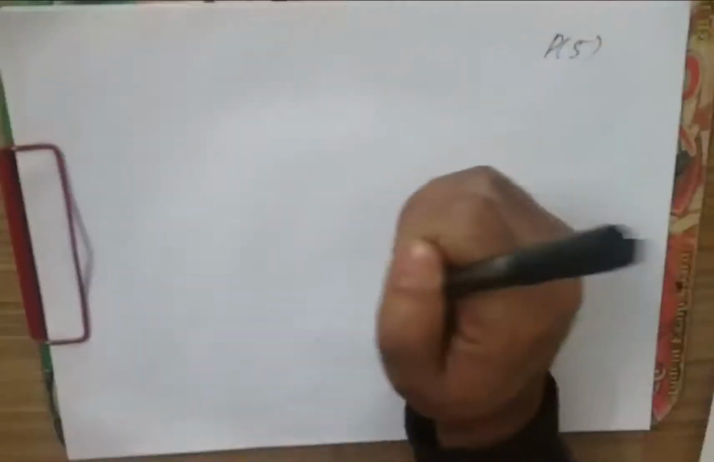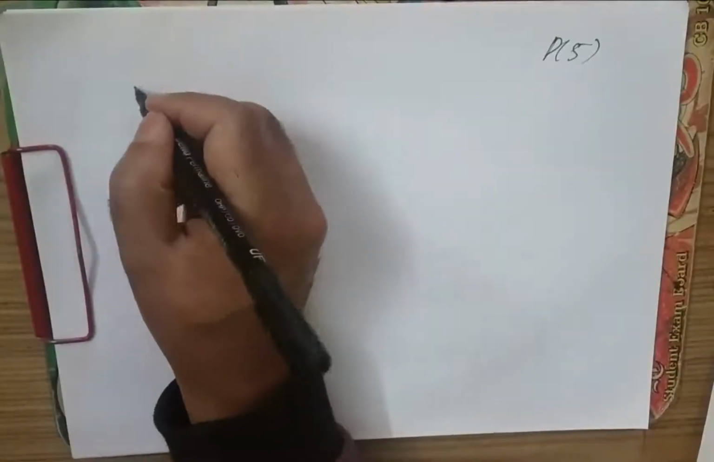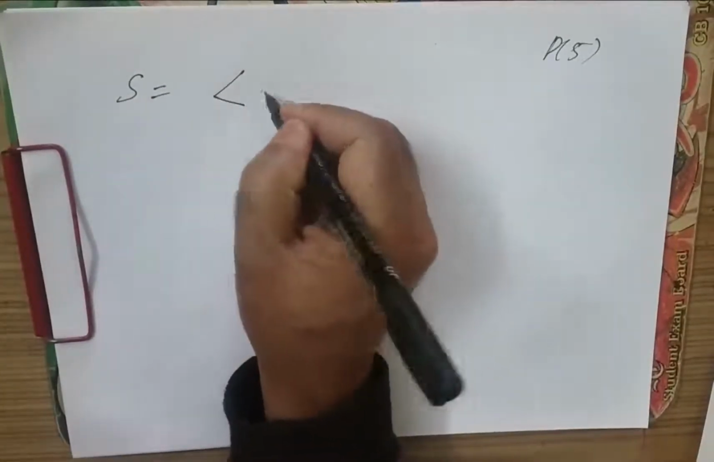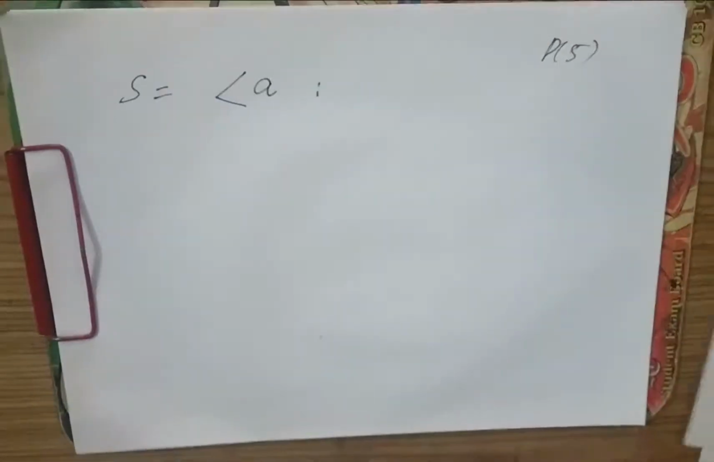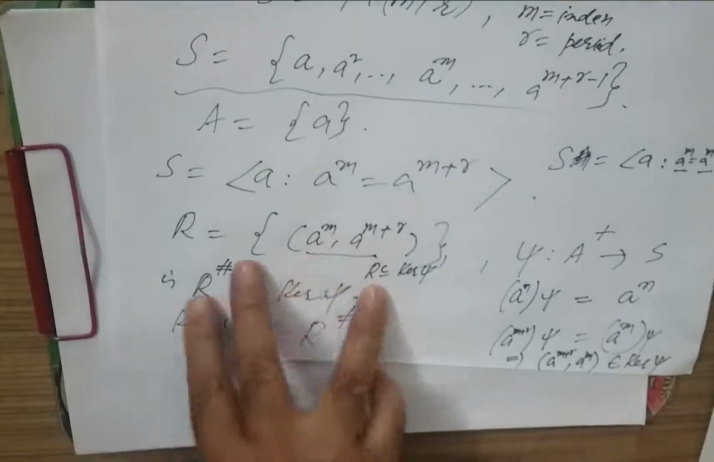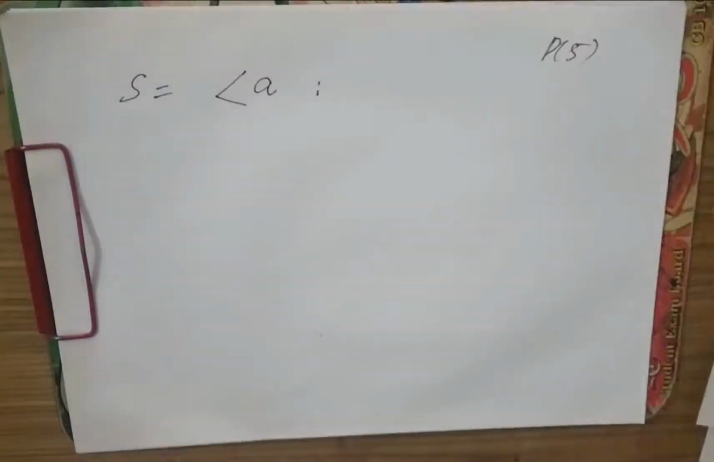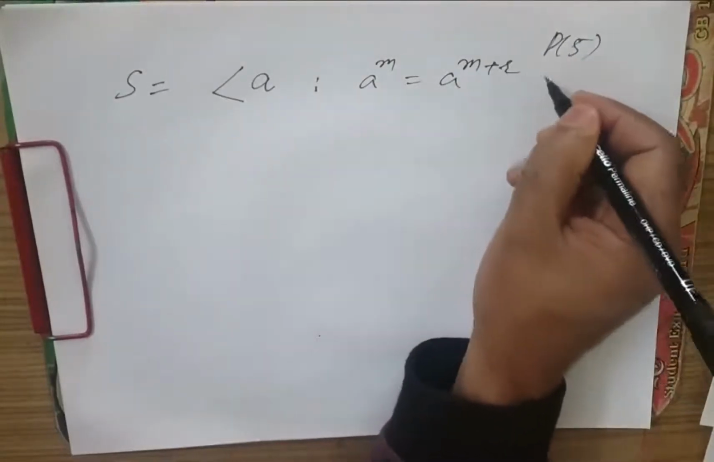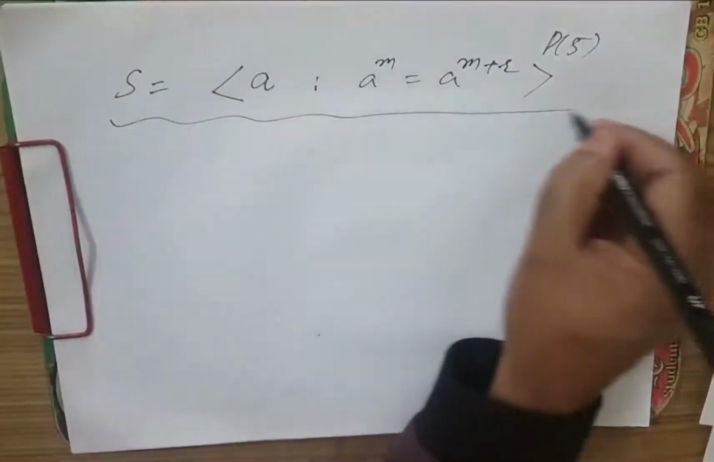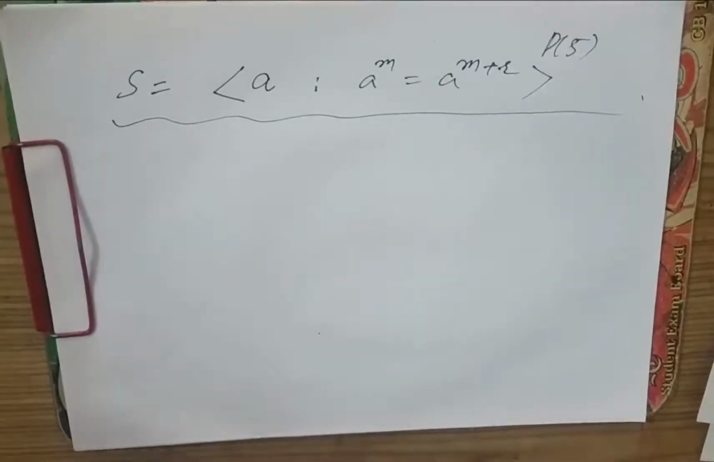Then, as we discussed earlier, S has the following representation. It is generated by the singleton A, and the defining relation R is A power m plus r, A power m, such that A power m is equal to A power m plus r. This is the representation of a finite monogenic semigroup.